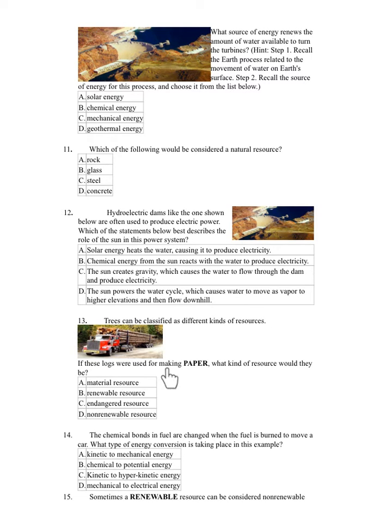Number 13. Trees can be classified as different kinds of resources. If these logs were used for making paper, what kind of resource would they be? A. Material resource. B. Renewable resource. C. Endangered resource. D. Non-renewable resource.